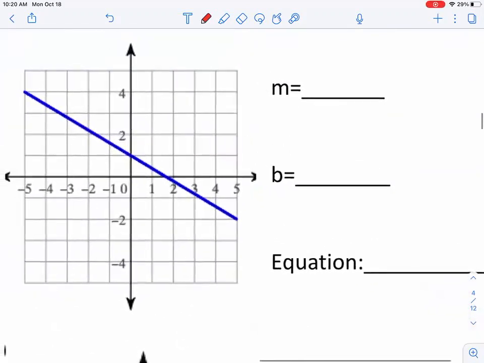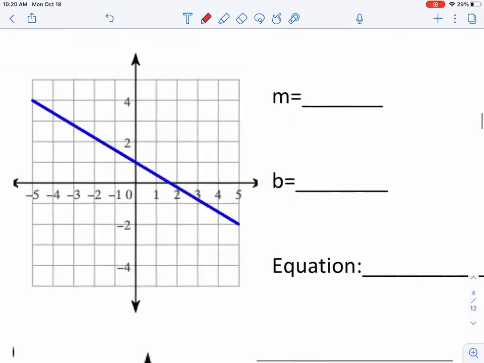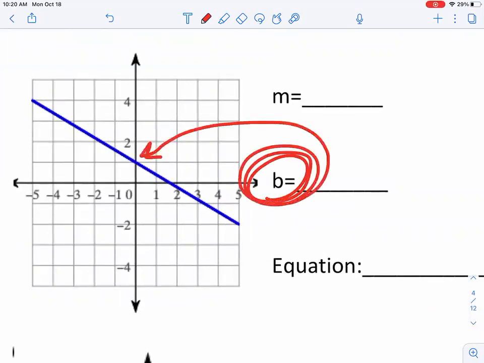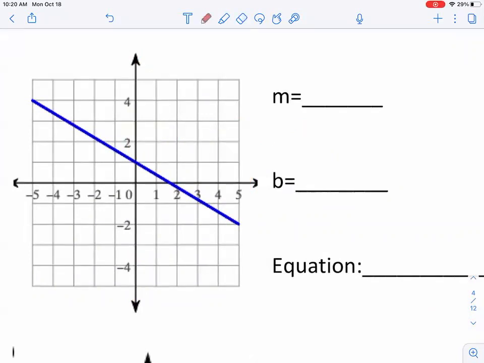So I first look to see, well, what is the y-intercept, the b value? Because that's typically the easiest to find. That's where it hits the y-axis, okay? So this hits the y-axis at 1, so our b value is 1.